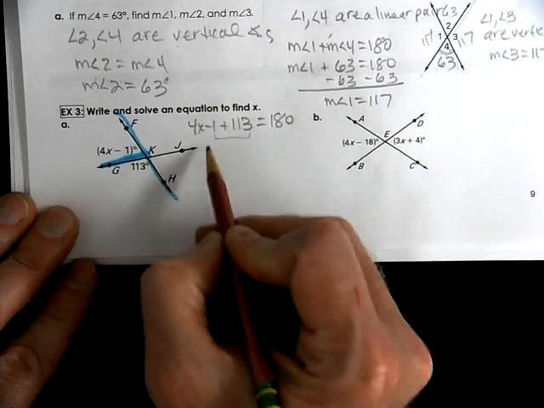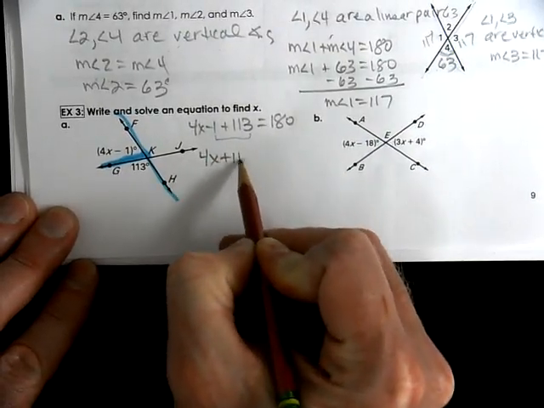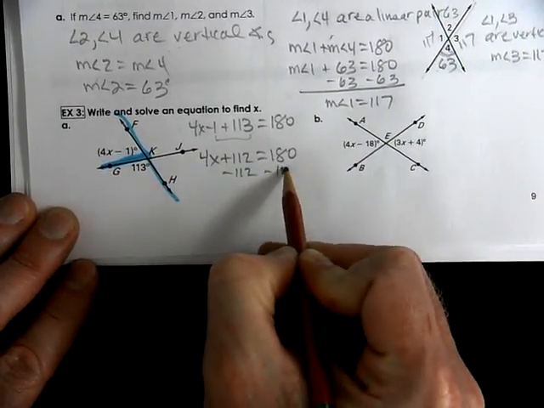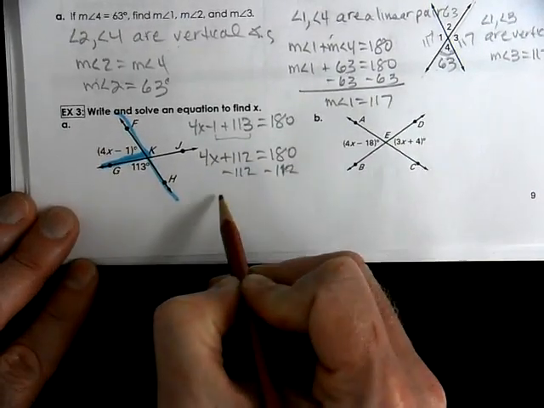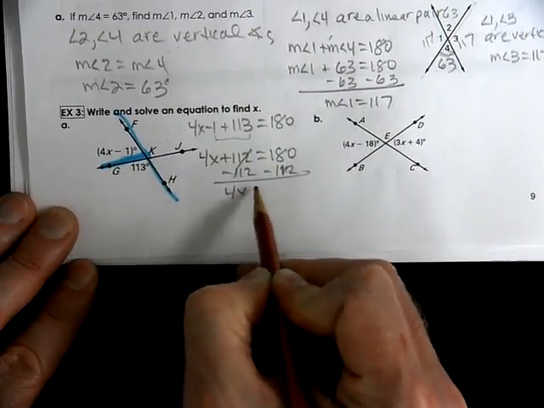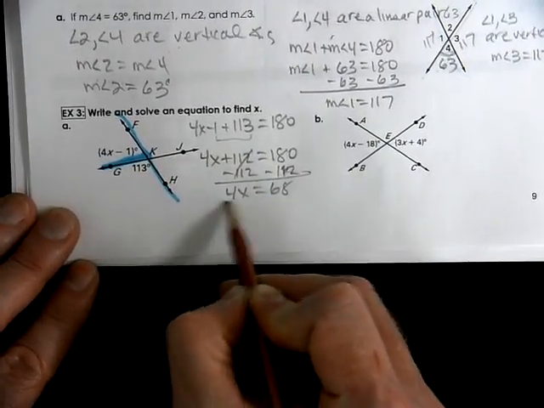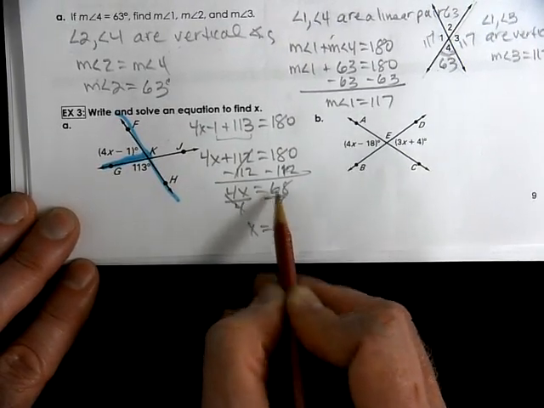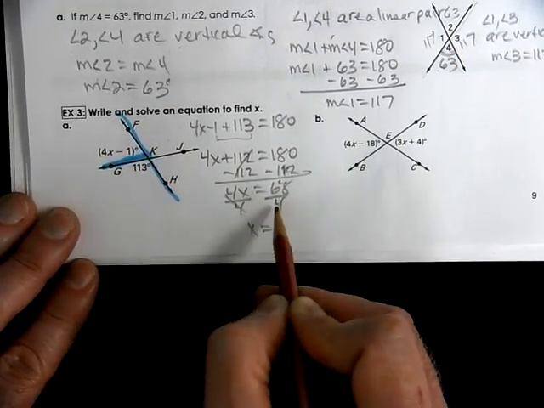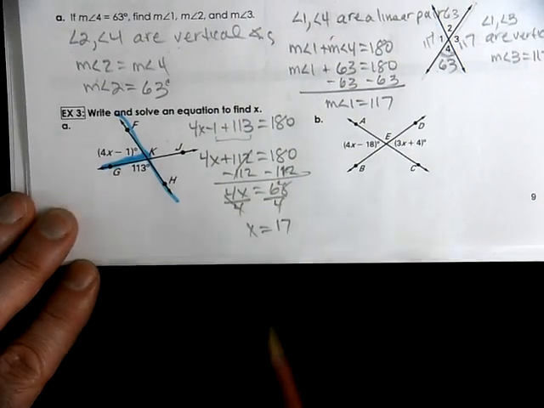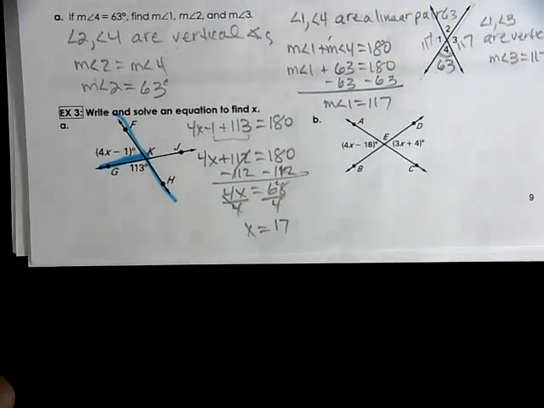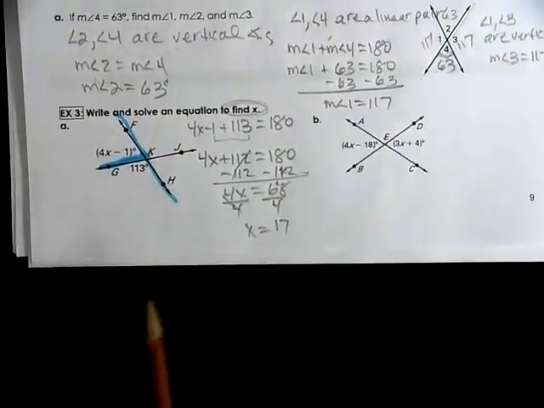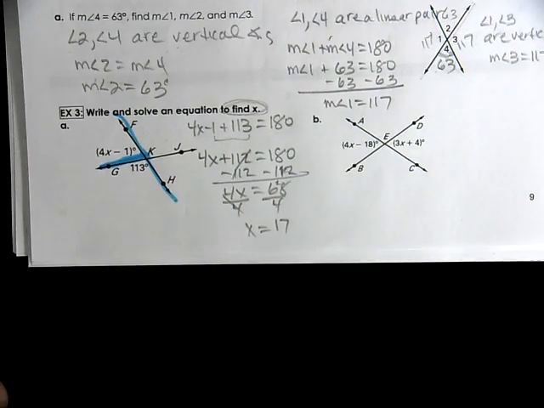I'll collect my like terms and call that 112. Subtract my 112. That's 68. Divide by the 4. 4 goes into 6 one time with 2 left over. 4 goes into 28 7 times. So I got the answer for x to be 17. And they want us to find the measurement of angle x. So I'm all set.